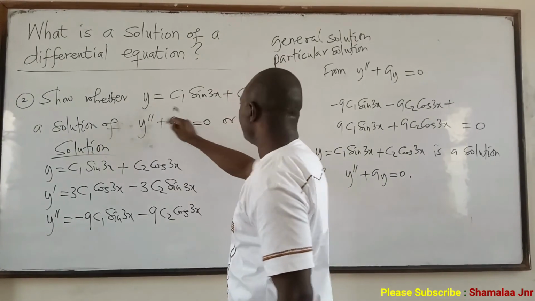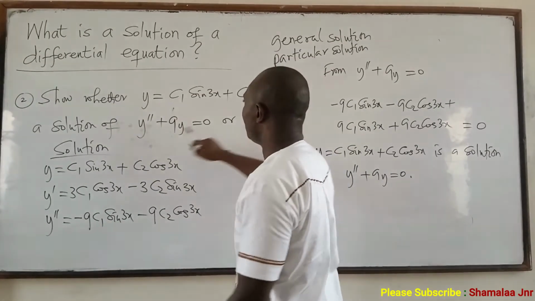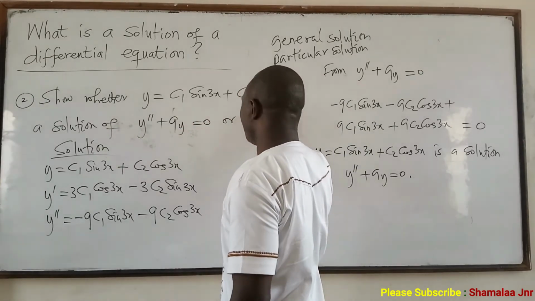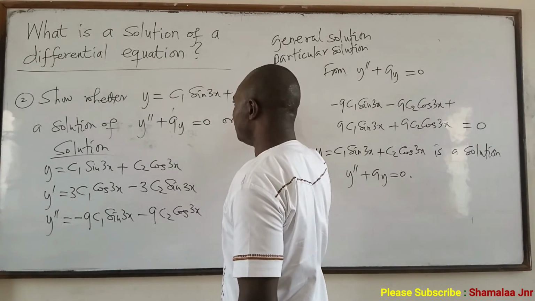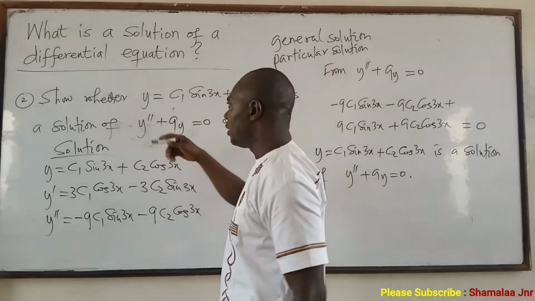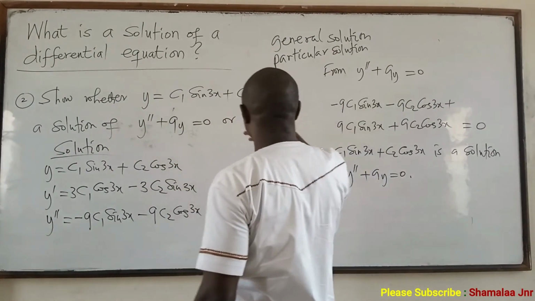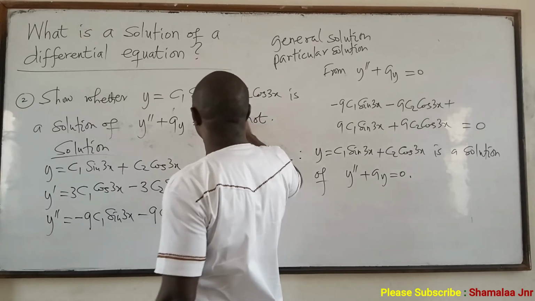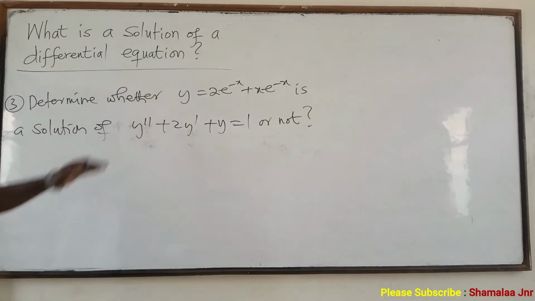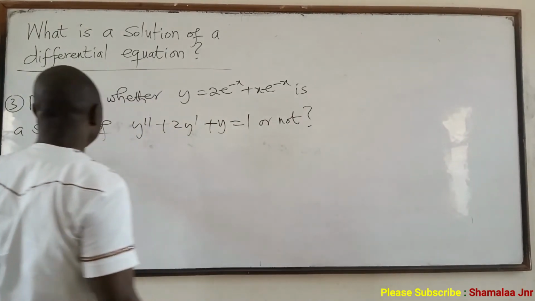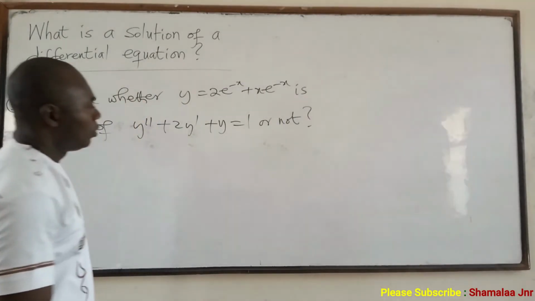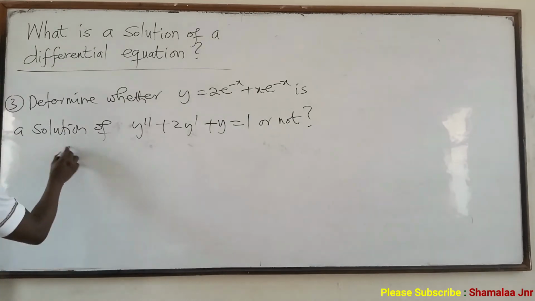Now look on the board. Look at this solution. You have seen that this one is a solution of this differential equation. We have C1 sine 3x plus C2 cos 3x. This is a general solution, because these C1 and C2 are arbitrary constants. The general solution becomes a particular solution when we assign fixed values to the constants. Are you seeing it?